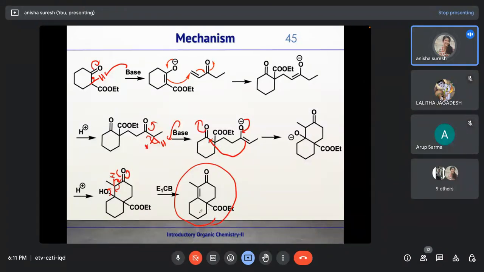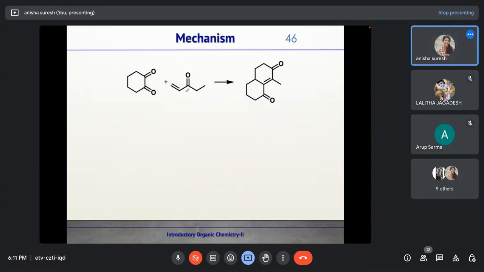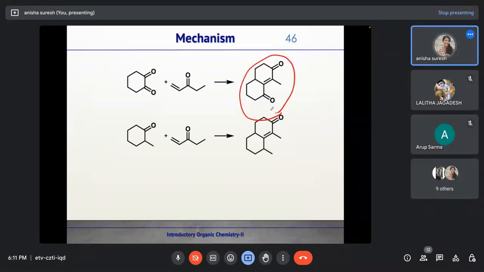So this was a product that was given to us. So the starting materials that will be used is this ketoester and this alpha beta unsaturated ketone. Now the other options, here this diketone is given, it will give rise to this product. You can work out the mechanism yourself.